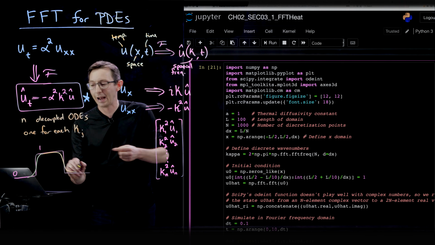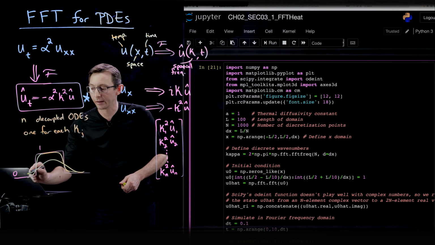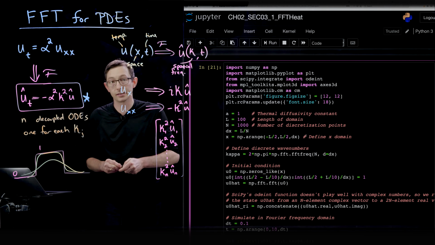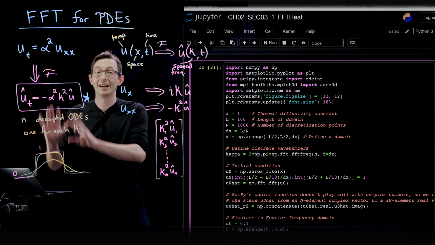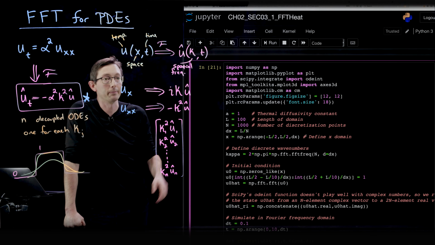We're going to get kind of this rapid diffusion of the corners, and then as time goes on, you're going to get this kind of Gaussian diffusion of the solution. So that's what we expect from the analytic solution. Here we're going to code it up using the Fast Fourier Transform.